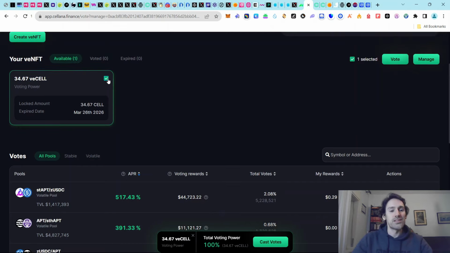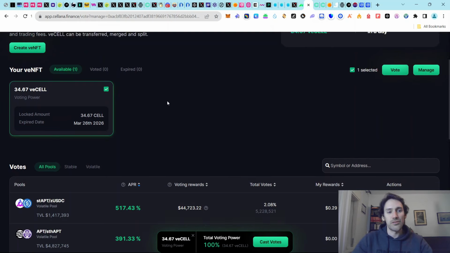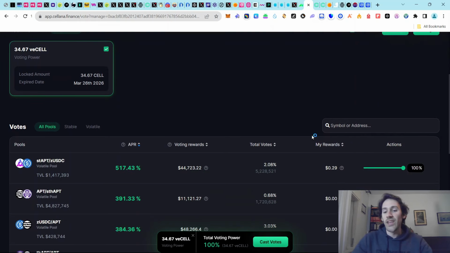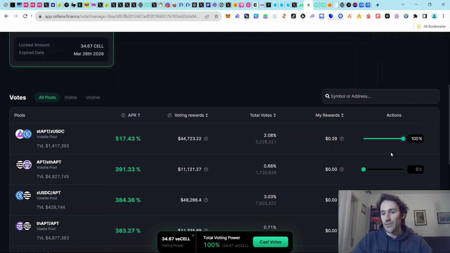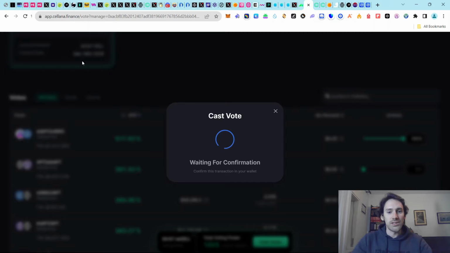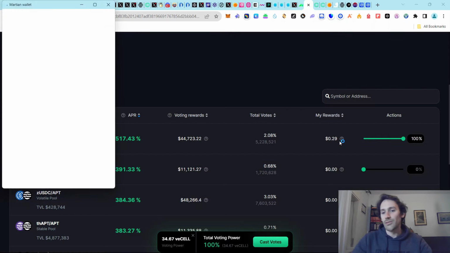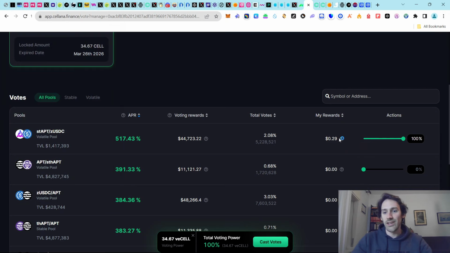So we're going to select our NFT, that is our representation of vote escrow Solana, and we're going to go for the highest APR. Here it's 500%, but of course you can also manage this differently. You don't have to send all of your voting power into just one pool. Of course, we're going to cast our votes, and after the transaction is confirmed, we have our potential rewards that are already displayed here.